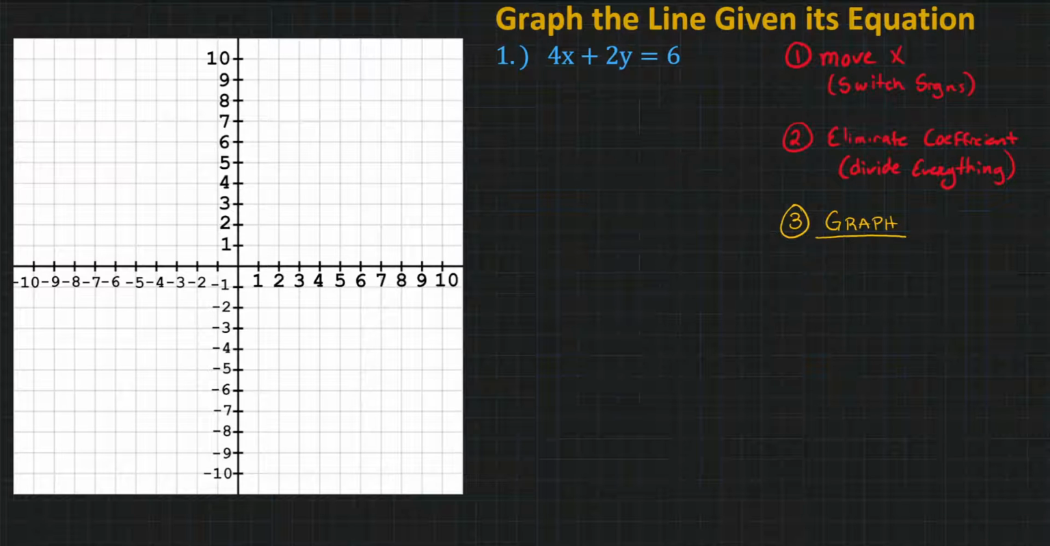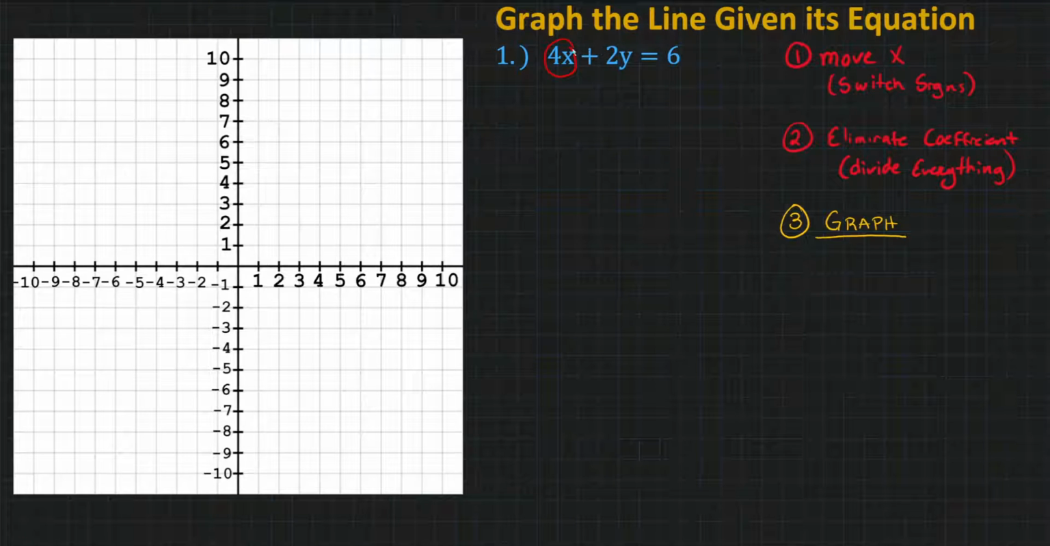Today, ladies and gentlemen, we're going to take an equation that's in standard form. Remember, standard form is when all the variables are on the left side and the constants on the right. And we're going to graph it on a graph. But before we can do that, we need to turn it into slope-intercept form. Luckily, we've had a lot of practice with this already, and we know the two steps by heart.